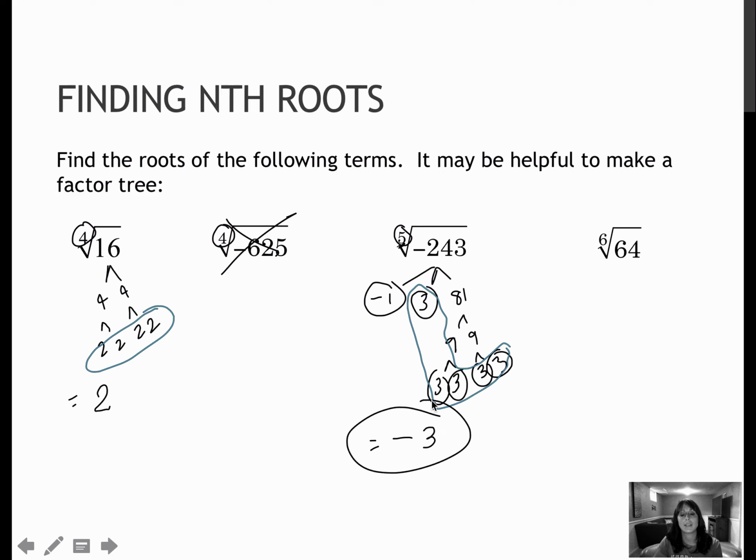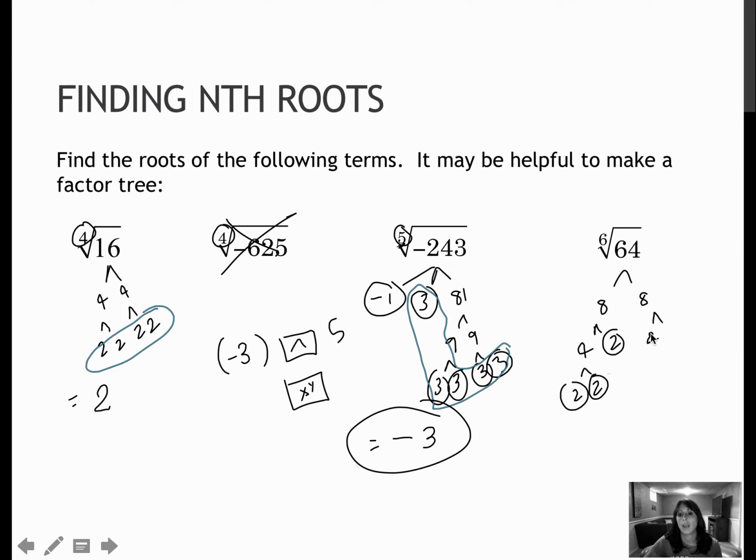Again, you can check this by taking negative 3 to the 5th, which in your calculator would probably look like this, and then either a button that's a caret, or maybe a button that's an x to the y or y to the x, and then of course that 5, and you should end up back at negative 243. And then for 64, again, that would be 8 times 8. Each 8 is 4 times 2. Each 4 is 2 times 2. And I'm going to end up with a total of 6 2's, which is good because I need a group of 6. I do have a group of 6 2's, and so my answer is 2.